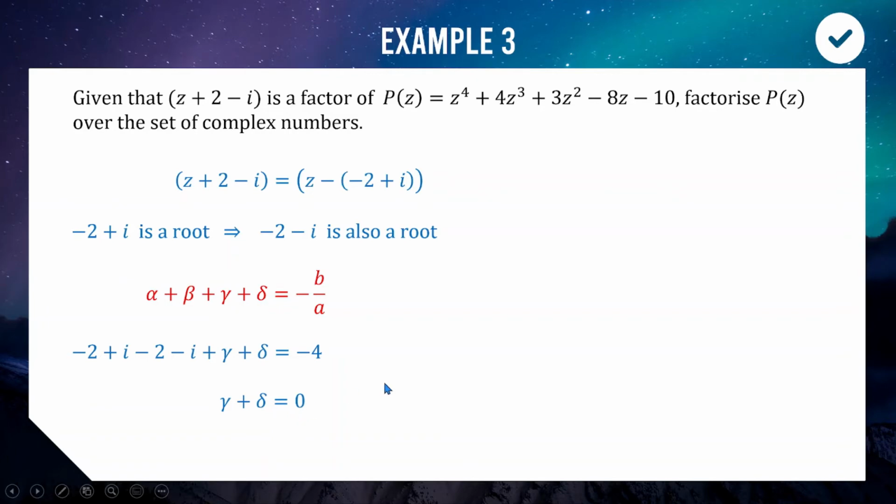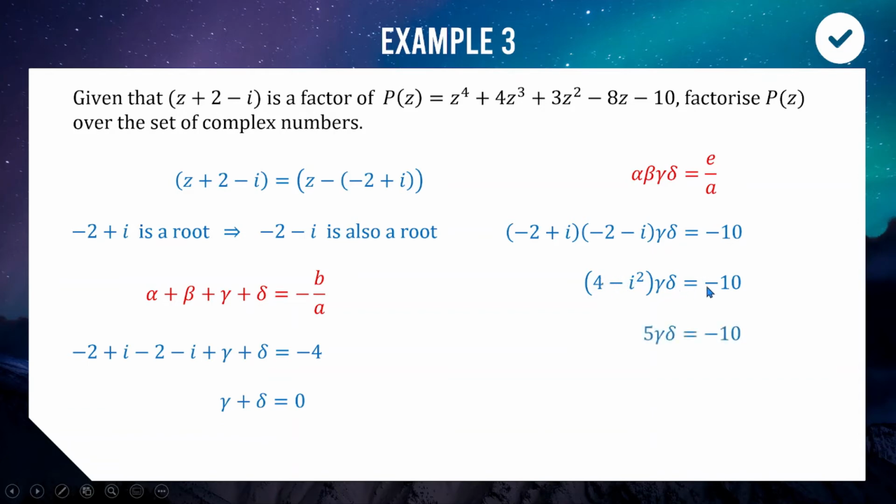All right, let's get another equation using the product of roots. So alpha, beta, gamma, delta multiplied together for a quartic polynomial is equal to e over a. So we have our 2 roots from before, and obviously gamma and delta still unknown. e over a is minus 10 over 1, so there we have minus 10. Now, multiplying these 2 terms together, we end up with 4 take away i squared. i squared is minus 1, so we have 5 gamma delta equal to minus 10. This tells us that gamma delta is equal to minus 2.